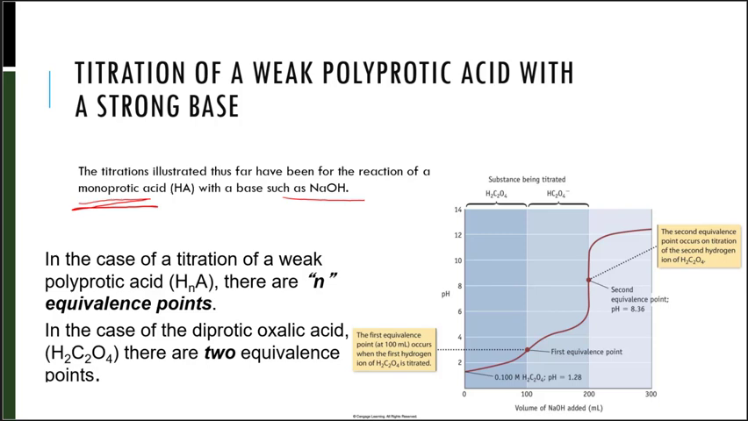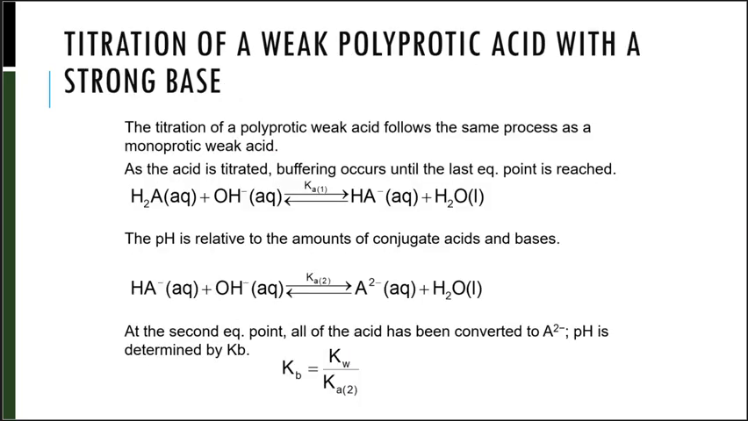hydroxide. In the case of a titration of a weak polyprotic acid, there are N equivalence points. For example, if I had a diprotic oxalic acid, that means that there are 2 hydrogens here, so there will be 2 equivalence points. The titration of a polyprotic weak acid follows the same process as a monoprotic weak acid. As the acid is titrated, buffering occurs until the last equivalence point is reached.